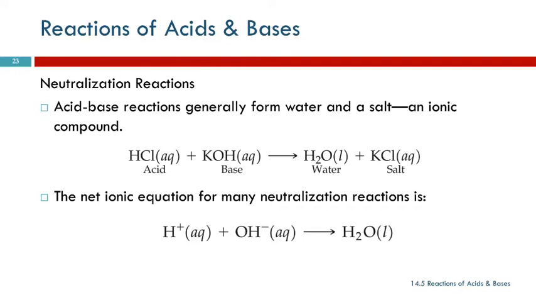So here we have an example, HCl plus KOH forming H2O and KCl. Here's the acid, this is the base. Here we have water, and we have the salt. And if we do a complete ionic equation and then figure out the net ionic equation, we come up with H plus OH minus, giving us water. That is the net ionic equation for many neutralization reactions.